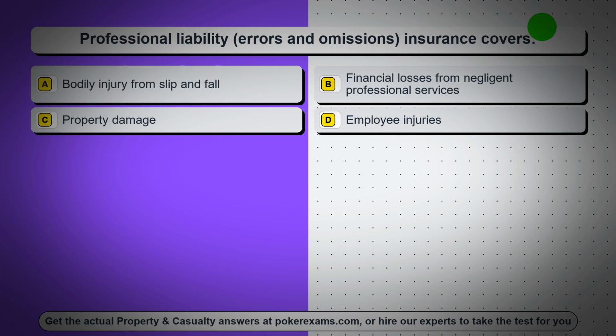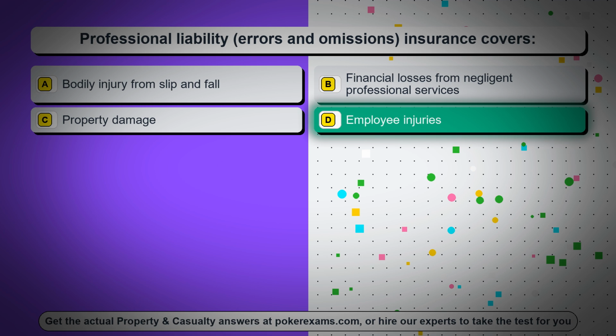Question 82. Professional liability, errors and omissions, insurance covers. Option A, bodily injury from slip and fall. Option B, financial losses from negligent professional services. Option C, property damage. Option D, employee injuries. The correct answer is option D, employee injuries.